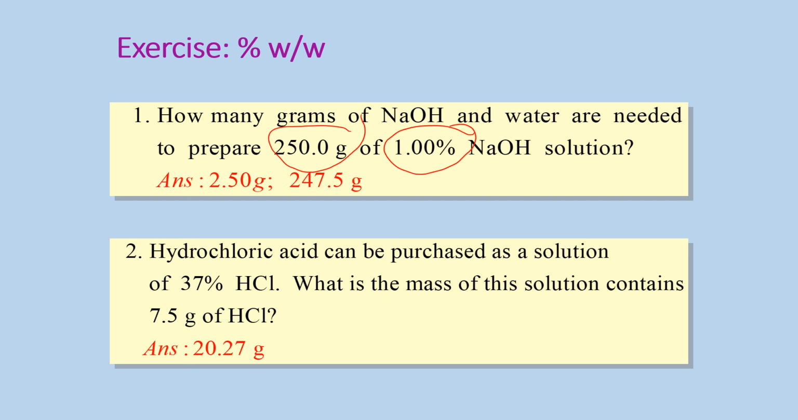Question 2. Hydrochloric acid can be purchased as a solution of 37% HCl. What is the mass of this solution that contains 7.5 grams of HCl?